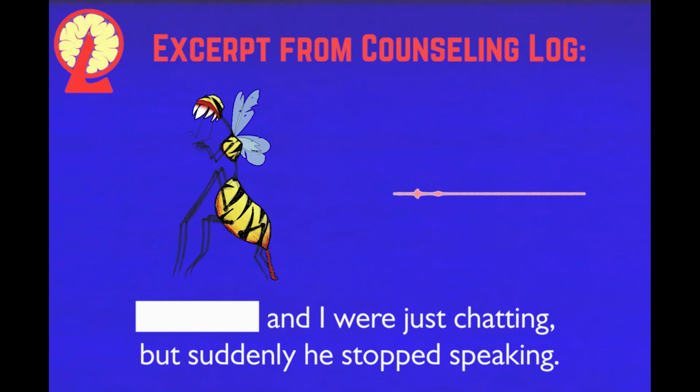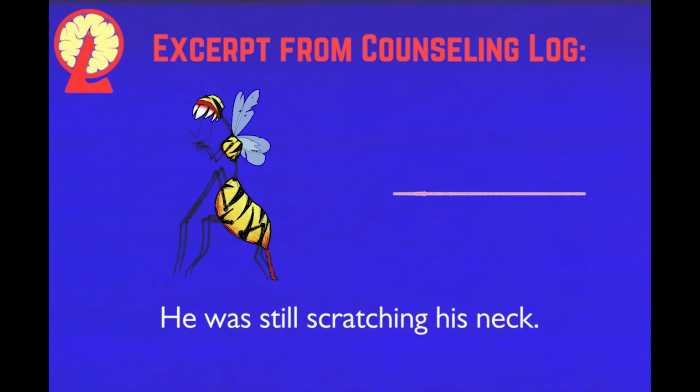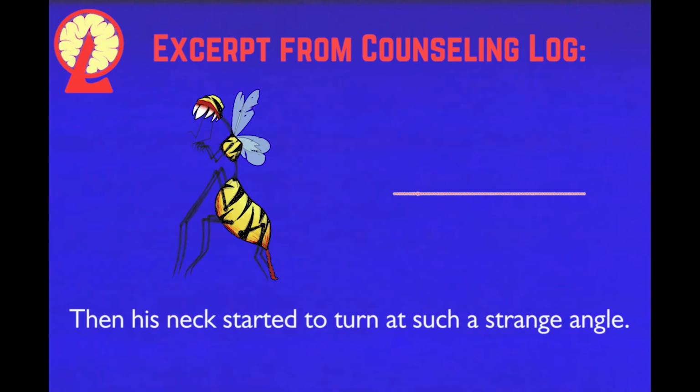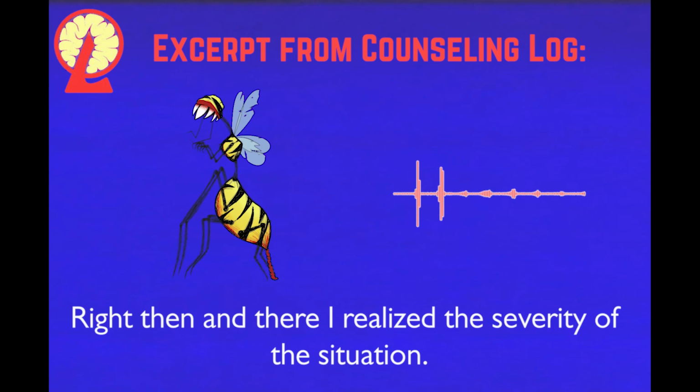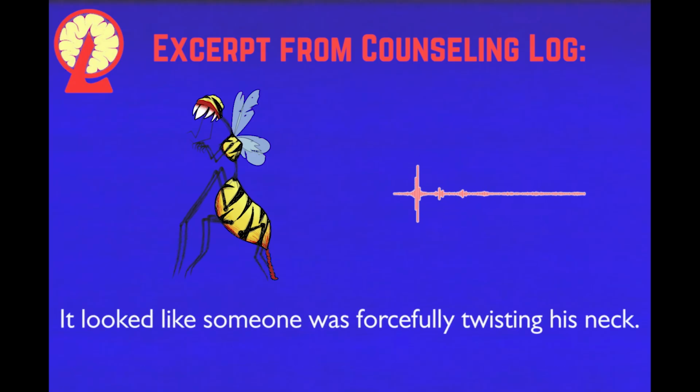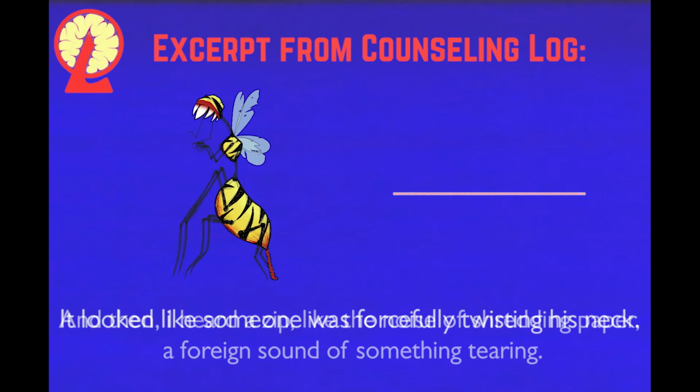And I were just chatting, but suddenly he stopped speaking. He was still scratching his neck. It was turning so red, I was getting worried. Then his neck started to turn at such a strange angle. Right then and there, I realized the severity of the situation. There was no way he could have been putting his neck that way on his own. It looked like someone was forcefully twisting his neck.